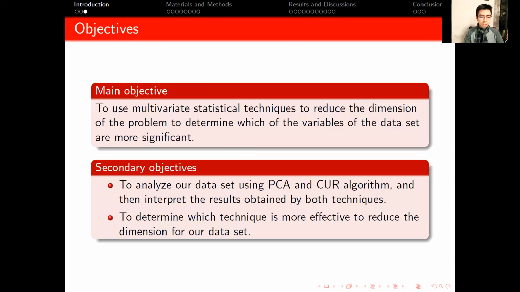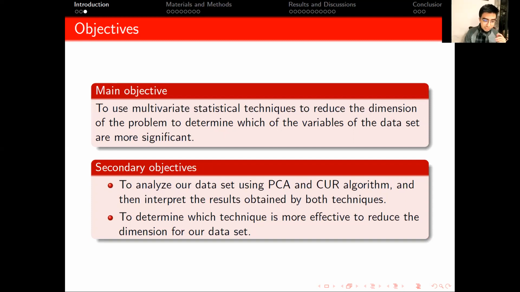The purpose of this research is to compare the results given by the application of 2 multivariate statistical techniques, principal component analysis, PCA, and CUR algorithm, to a database related to COVID-19 in Imbabura, Ecuador. Then, our main objective is to use multivariate statistical techniques to reduce the dimension of the problem to determine which of the variables of the data set are more significant.